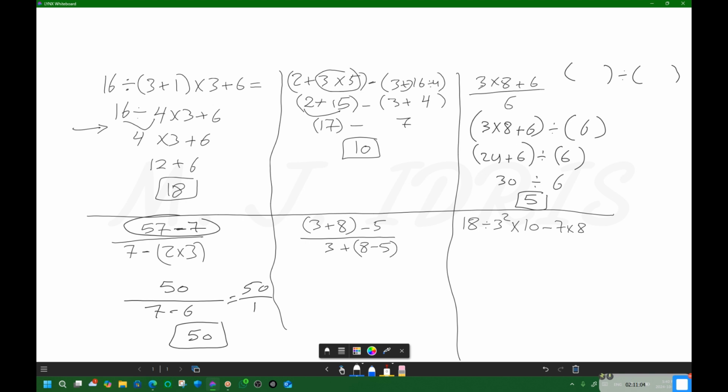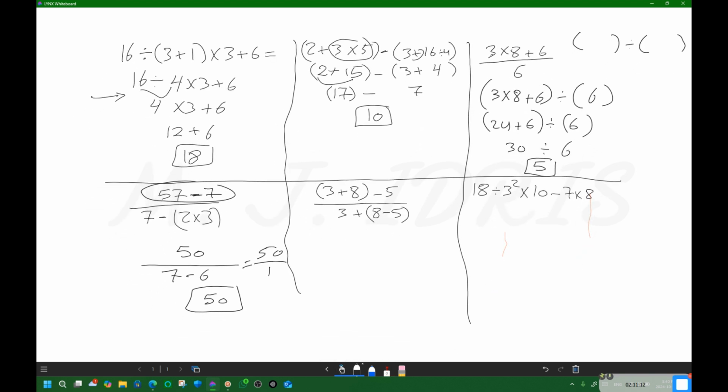Let's get to this one now. As for this one here, same thing. I'm starting to solve the numerator and the denominator each on their own. So I'm keeping my fraction line here. When I try to solve the numerator, I find that I have brackets, addition, and subtraction. I should always start with the brackets.